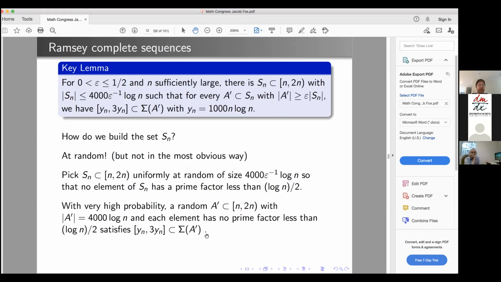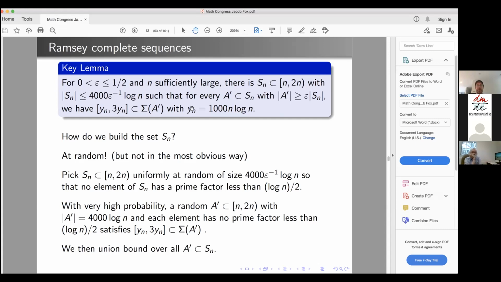And this very high probability is actually very high. It's very unlikely that a random A prime will have this property, so unlikely that you can union bound when you take this Sn over all of the subsets of size epsilon times Sn. So we can union bound over all the choices of A prime and show that with positive probability Sn has the property. So it's a random set, but it's picked so that it doesn't have any small prime factors, because we want to avoid the modularity issues that can come up.